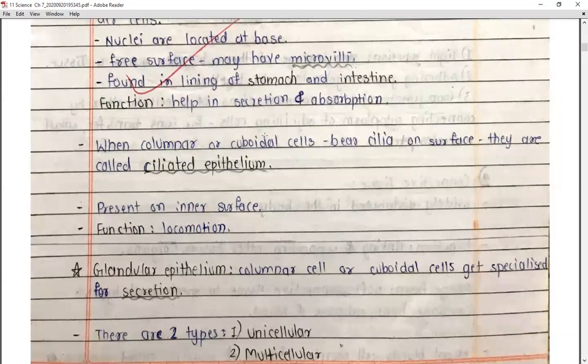The function: they are present on the inner surface. Now these cilia are present on the inner surface in order to do their functions in a proper manner for the secretion as well as the absorption. The function of this type of ciliated epithelium is to locomote, right? That is, again, cilia are responsible for imparting locomotion to the body, right?